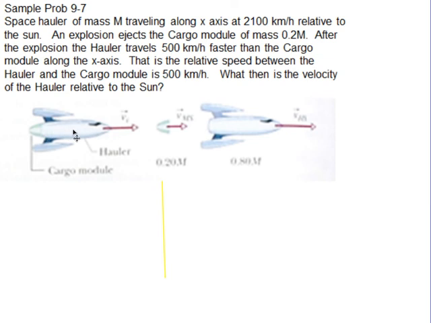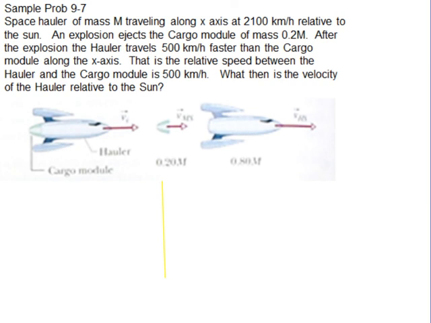You have this hauler, which has a cargo module on the back, and it's moving along at this speed relative to, oh my, relative motion, relative to the sun. And then there's an explosive device which causes the cargo module, which has 2/10 of the total mass, to shoot away, to move not relative to the sun, but to move relative to the hauler at a speed. And they give those relative speeds, and they want to know how fast is the hauler then moving relative to the sun at the end.